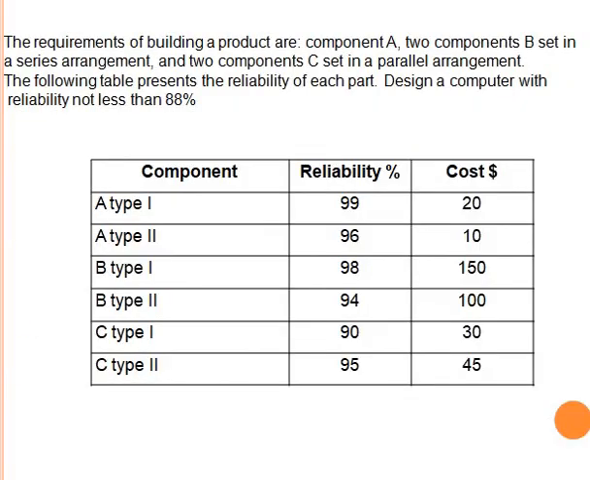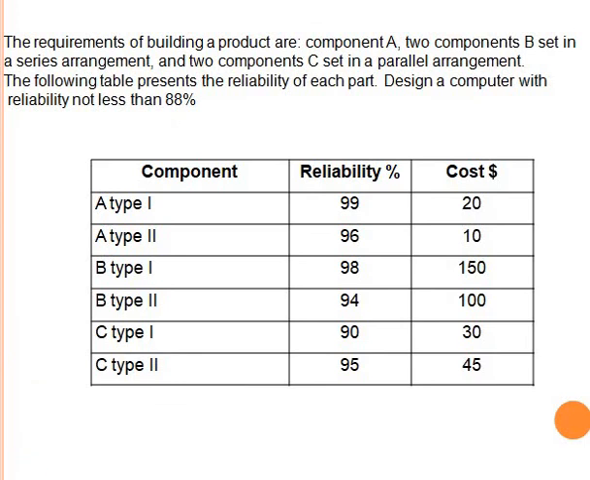Let's look at this example. Here, I want you to build a product, and we want to test its reliability and cost. Suppose that for building this product we need component A and we need two components of B and they are arranged in series, and we need two components of C to be set in parallel. Now this table will show the reliability of each part. Now we need to design a computer with reliability not less than 88%.